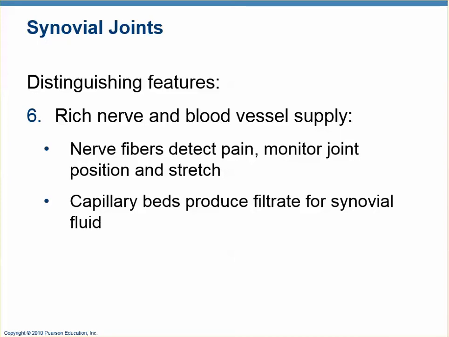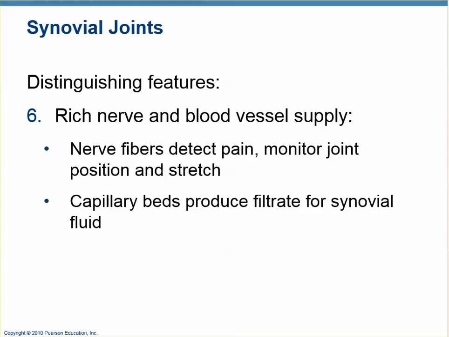There's got to be a lot of blood supply because the capillary beds have to make the synovial fluid, and also have to take the waste products away. So synovial fluid is being made and reabsorbed back into the blood, and it happens at these capillary beds that are found at every joint. So those are the distinguishing features: the blood supply, the ligaments, the synovial fluid, the joint capsule, the articular cartilage, and the joint cavity. Without those things, it's not a synovial joint.